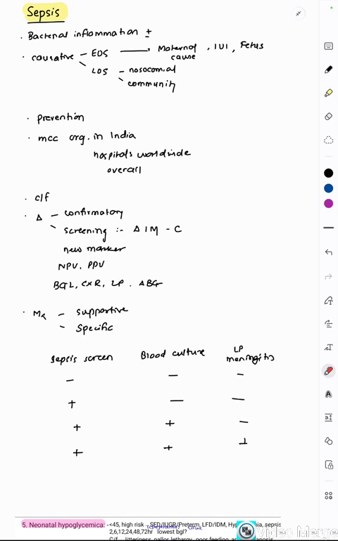If the sepsis screen is negative and the blood culture and lumbar puncture are not suggestive of meningitis, then in that particular case, the antibiotic cover should be given for at least 3 days. If the sepsis screen is positive, then it should be given for 1 week. If the sepsis screen and blood culture are positive, then it should be given for 2 weeks. And if all 3 are positive, then the antibiotic cover should be given for 3 weeks.